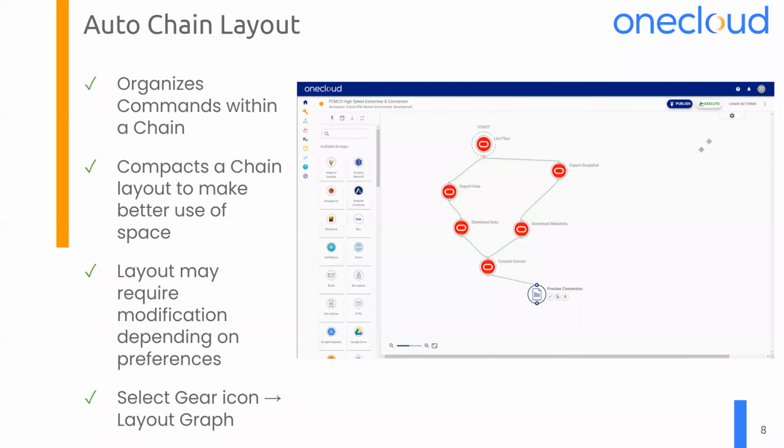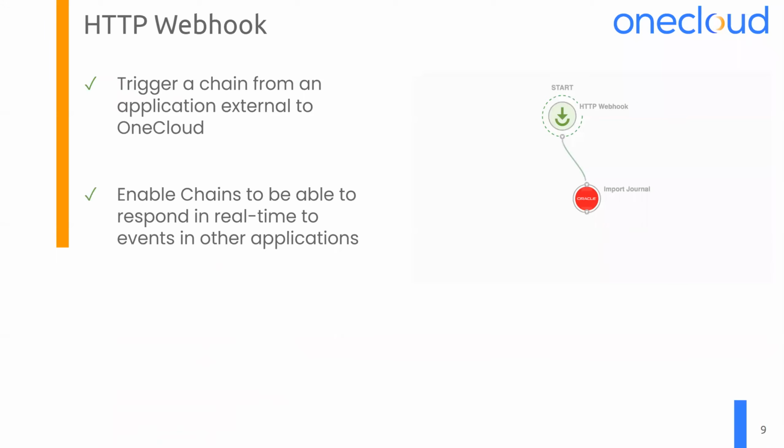The next feature that we're going to go through is the HTTP webhook. So we've had webhooks for different technologies before, but this is a generic trigger for a chain. This webhook will basically provide a URL that can be protected via authentication, and any application can send a post request to this URL with some JSON data, and that chain will then kick off and be able to use that data throughout all of the commands and events within the chain.